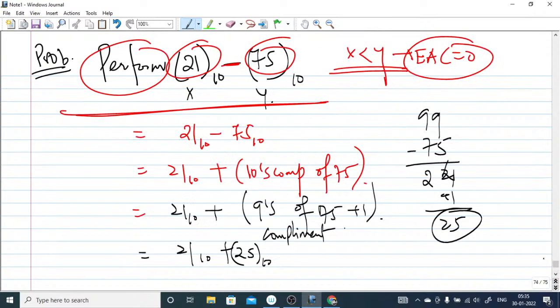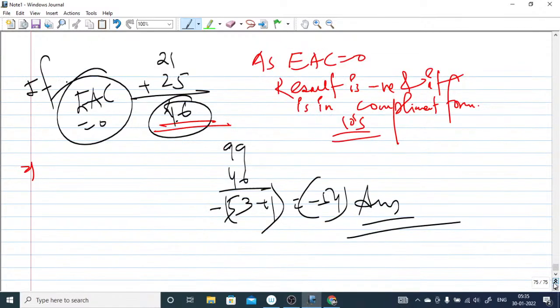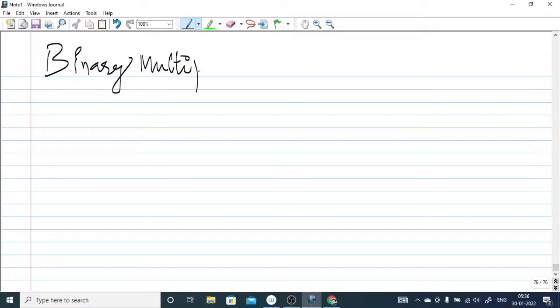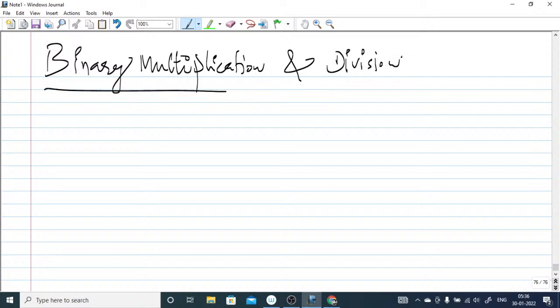So this is very easy, and you can perform complements of any base, okay, 2's complement, 1's complement, 9's complement, 10's complement, 5th complement, whatever, right? Now how to multiply? So here we will learn binary multiplication and division. The very basics I'm telling you, right? How to multiply two sets of binary digits, and how to divide.